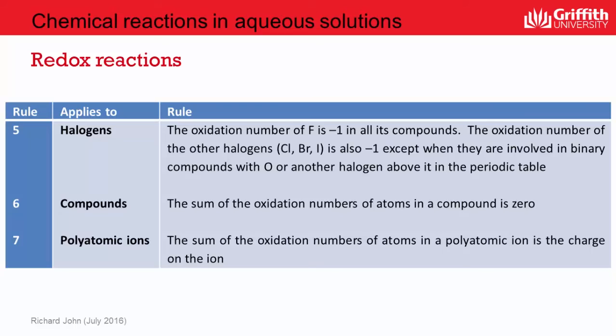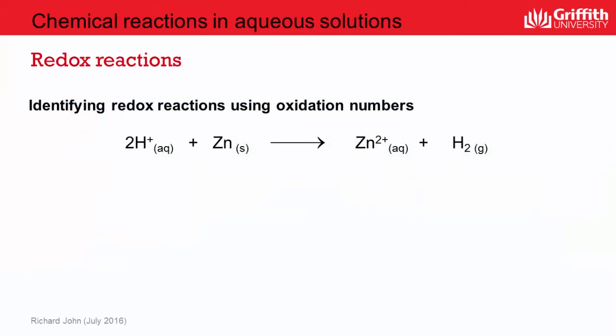And rule number 6 here is very important. The sum of the oxidation numbers of all the atoms in a compound is 0. And so this helps us determine the unknown oxidation number of some atoms in some compounds. And the sum of the oxidation numbers of all the atoms in a polyatomic ion has to equal the charge on the ion. Now these rules are best demonstrated by example.